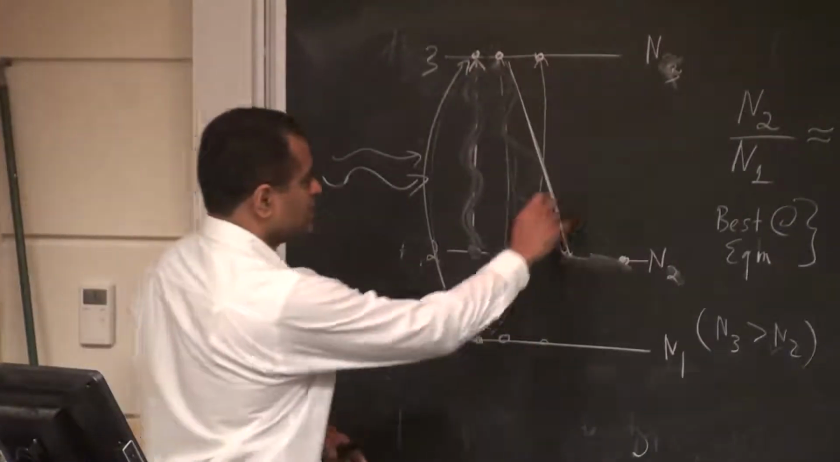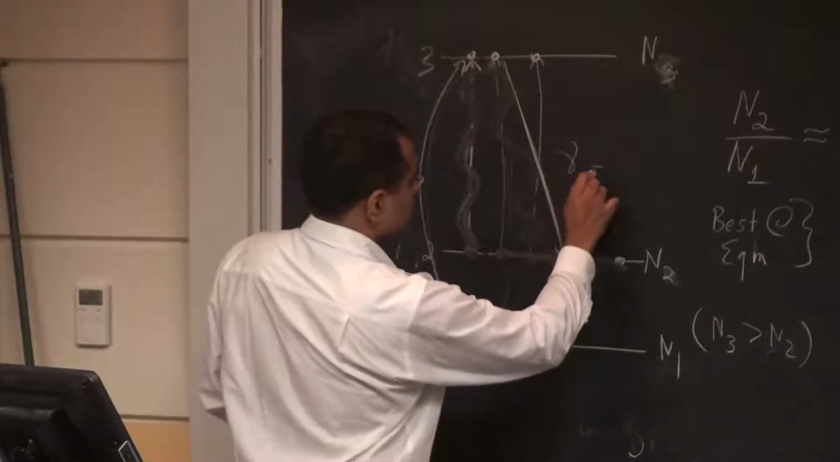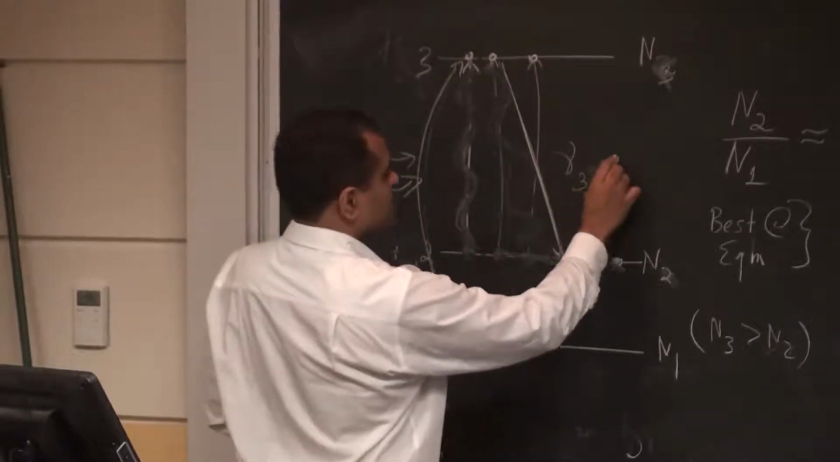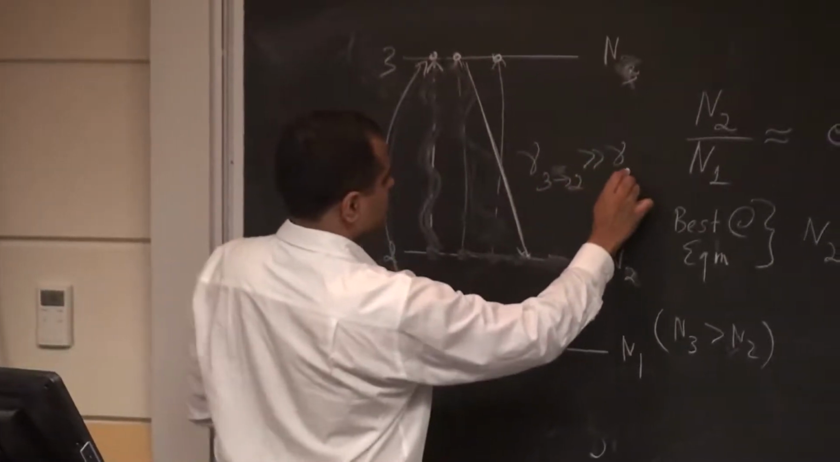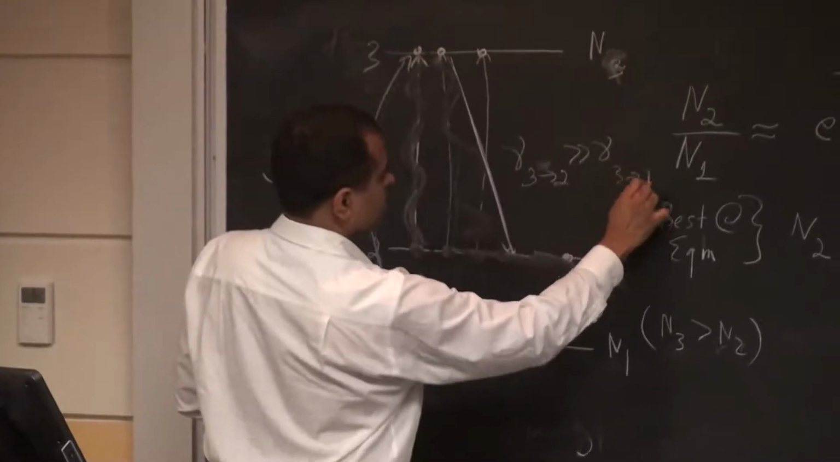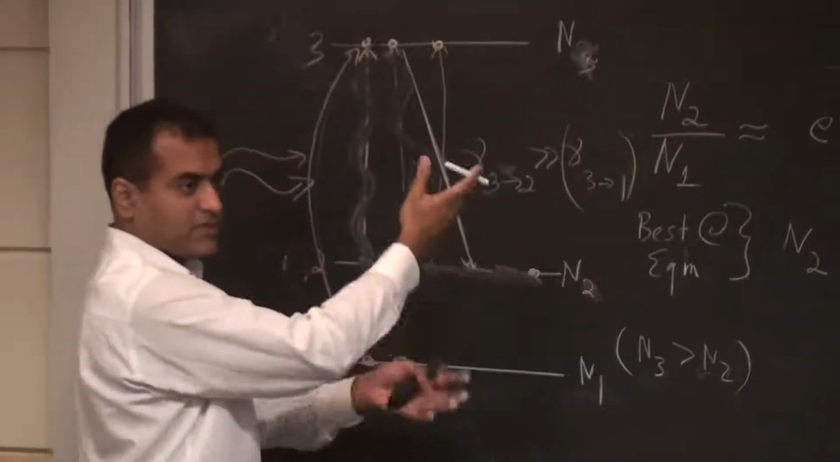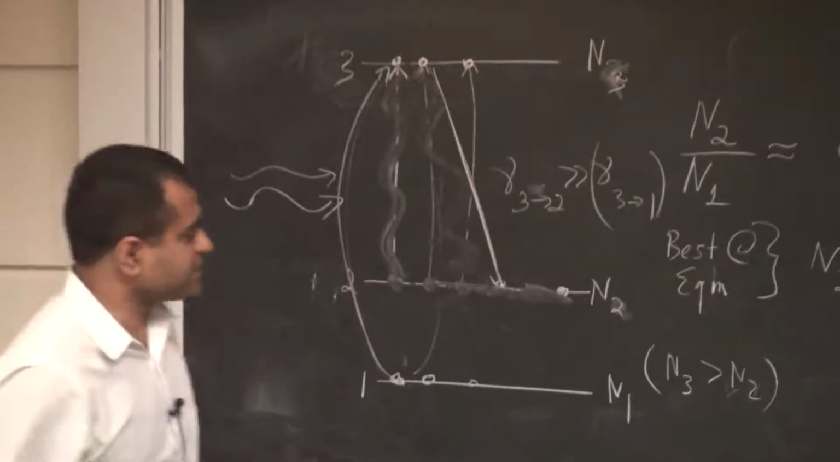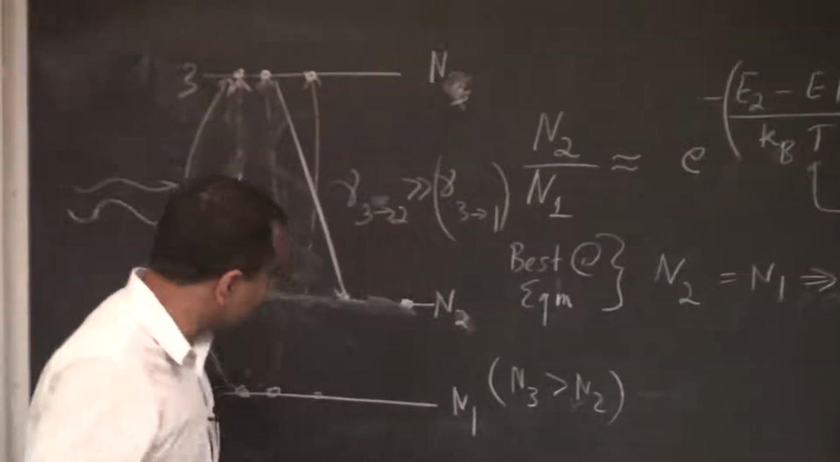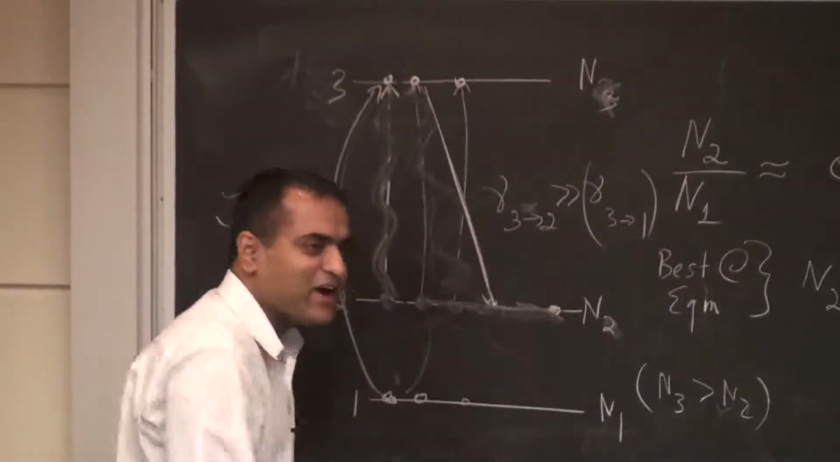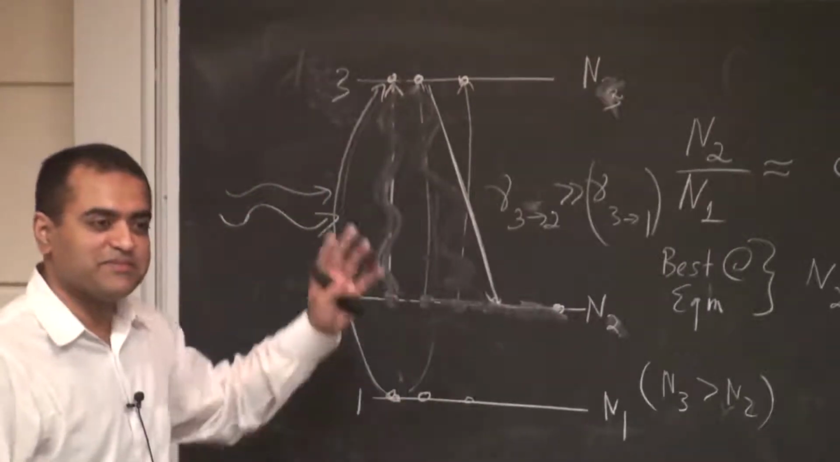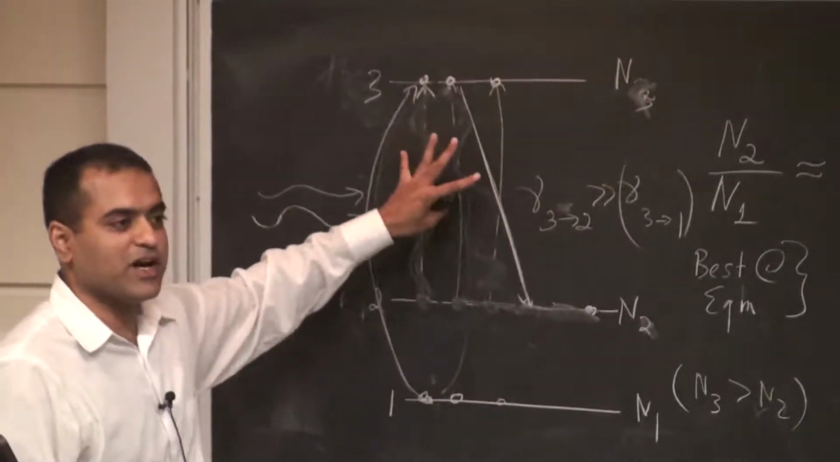So gamma 3 to 2 is a rate that will be much larger than gamma 3 to 1 or 1 to 3. Both are the same. And then you'll run into another problem. You have to empty these out. We'll go into all those things later. But this is the minimum requirement.